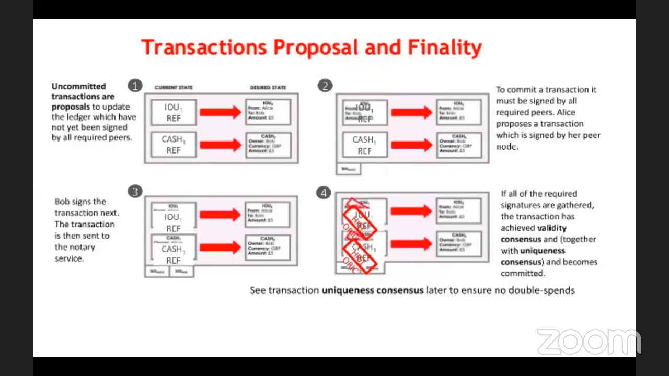Here Alice proposed a transaction, which is signed by the peer node. Then Bob signed the transaction next. The transaction is then sent to the notary. If all the required signatures are gathered, the transaction achieves validity consensus together with uniqueness. So validity comes first and then uniqueness comes through the notary.